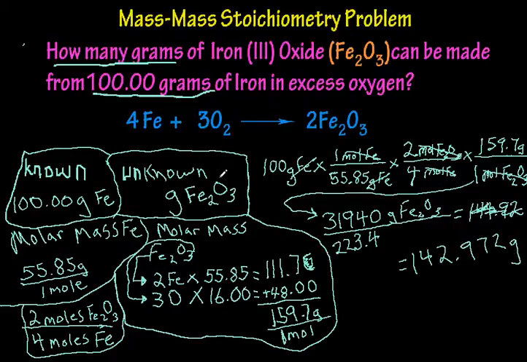Well, when I go back to my problem, I can see these zeros are going to count because they're after the decimal to the right. So I've got 1, 2, 3, 4, 5 known digits. I can keep 5. So the answer is going to be 142.97 grams. So many grams of rust I can make from just 100 grams of iron, like an iron nail.